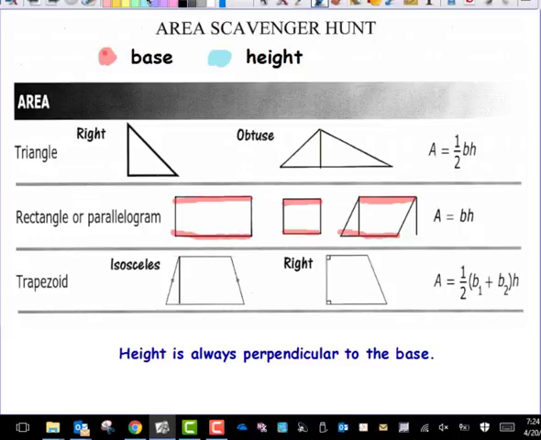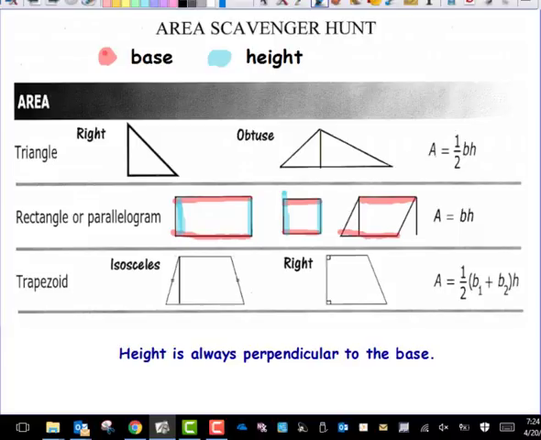And our height is always perpendicular to the base. Now remember, when you go to the doctor and they check your height, they always want you to stand up, not leaning or standing against a wall. So the height is always standing straight up, and it's perpendicular. It's a vertical line to the base. So in our rectangle, this is our height, and this is our height. So it's a vertical line, and it makes a 90-degree angle with your base. In our square, we have again two heights.